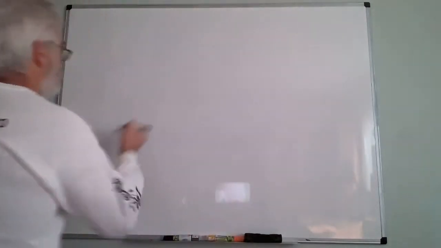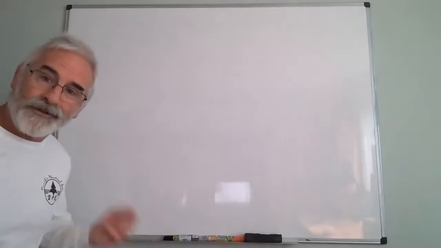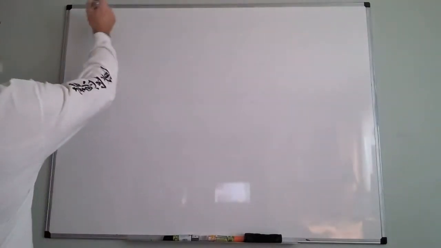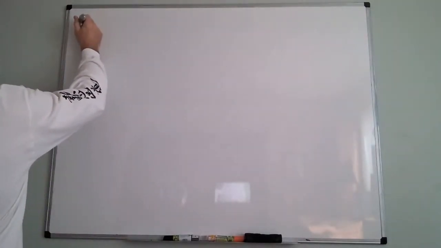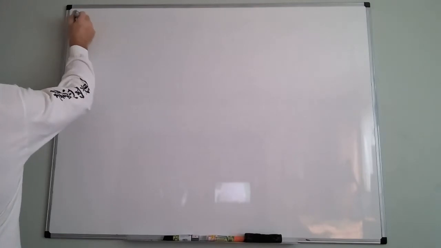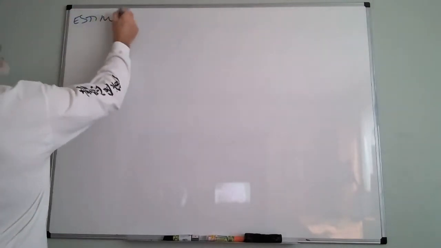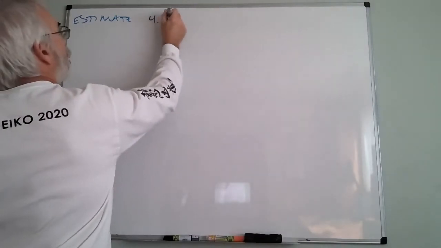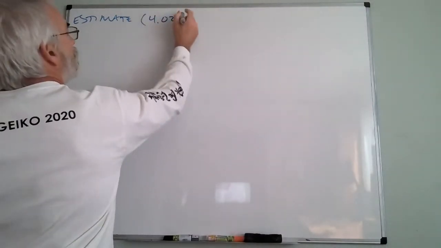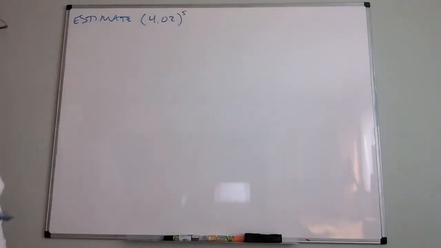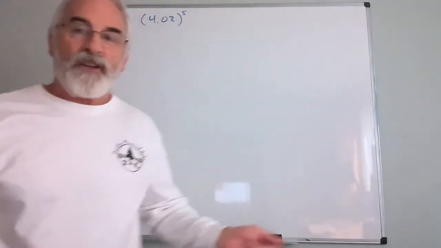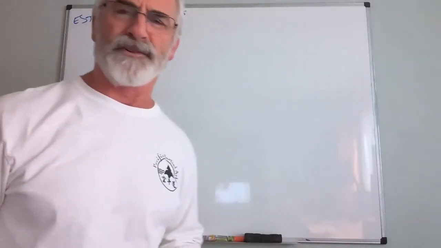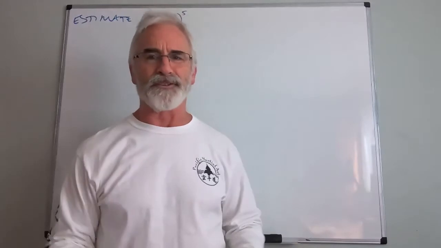All right. Let's say I don't have a calculator, and I want to do something like this. Let's say I want to estimate 4.02 to the fifth power. And let's just say I don't have a calculator. Okay, you say, well, why wouldn't you have a calculator? Well, calculus was around for 400 years before calculators were around, and everybody could do everything just fine.